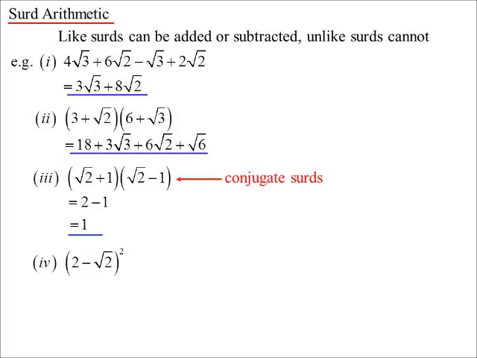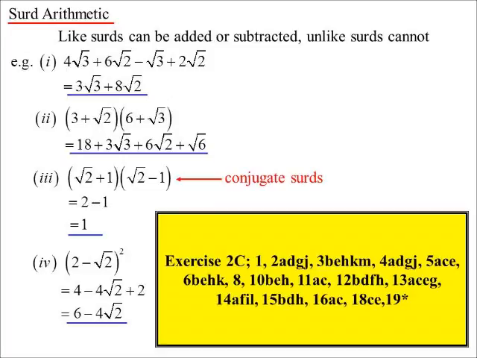Perfect square. 2 squared is 4, twice the product, 4 root 2, and root 2 squared is 2. 6 minus 4 root 2. So all those same sorts of questions that we did with algebra, we see with surds as well. Okay, there's the first bit.